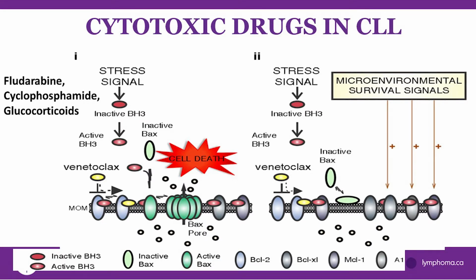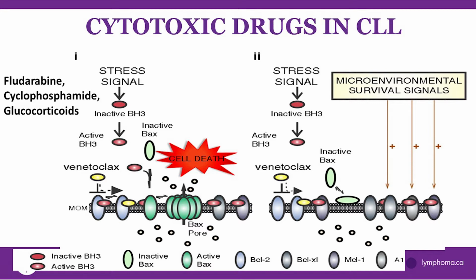So first, with cytotoxic drugs. What drugs like fludarabine and cyclophosphamide do is they cause a lot of genetic damage to the CLL cells, and that damage is communicated into a cell death pathway. So cytotoxic drugs cause CLL cells to undergo apoptosis, the process of programmed cell death. They tell the CLL cells to die.